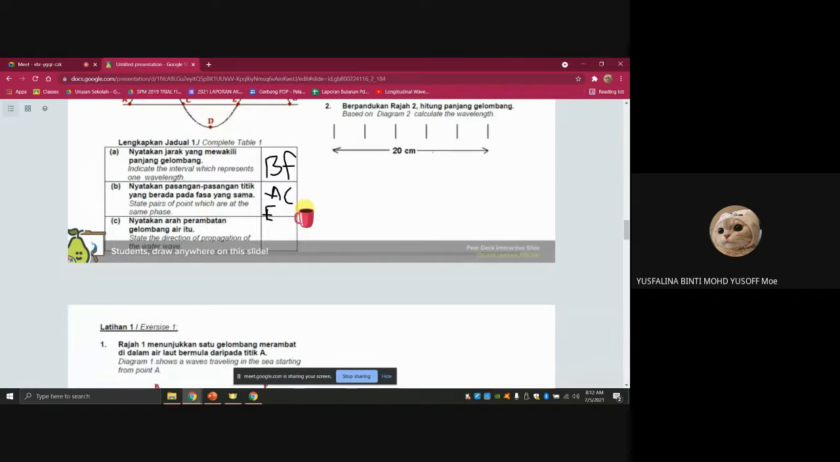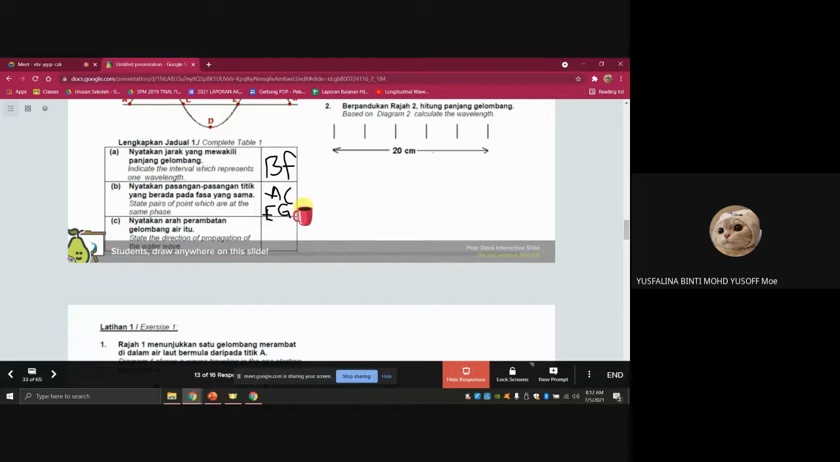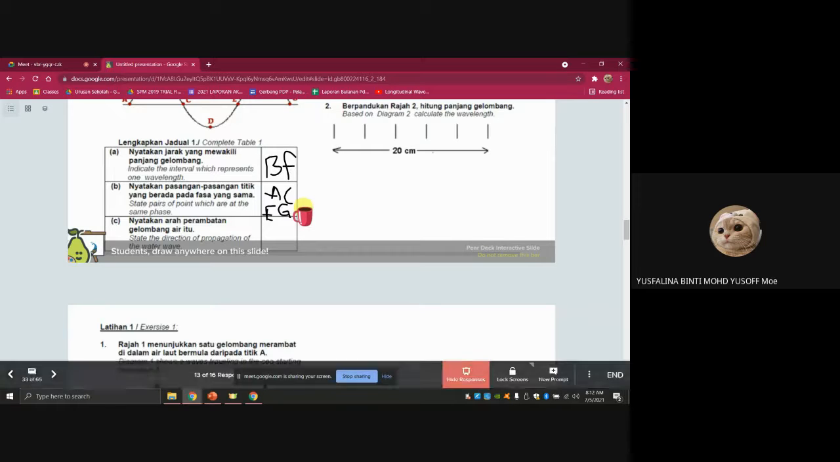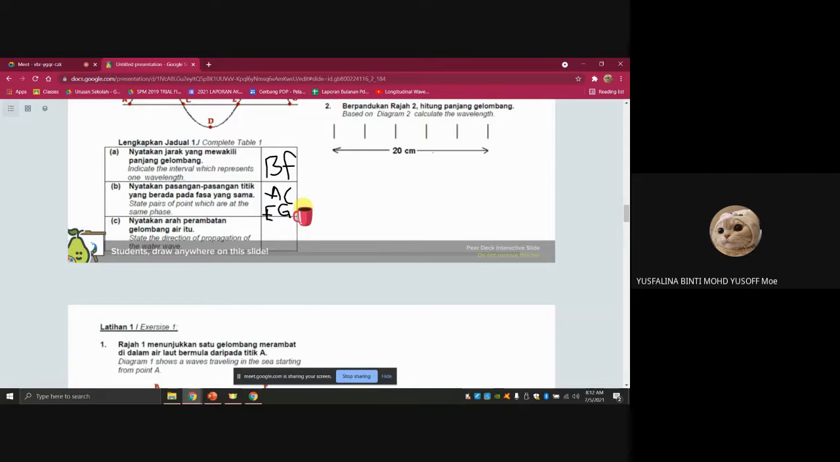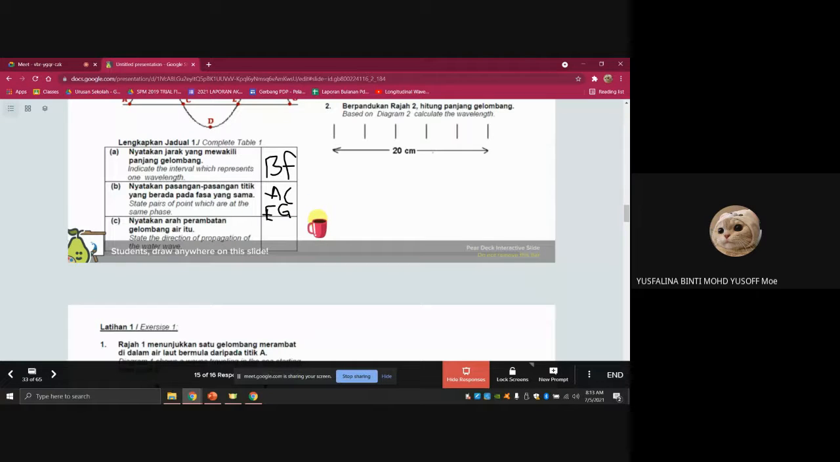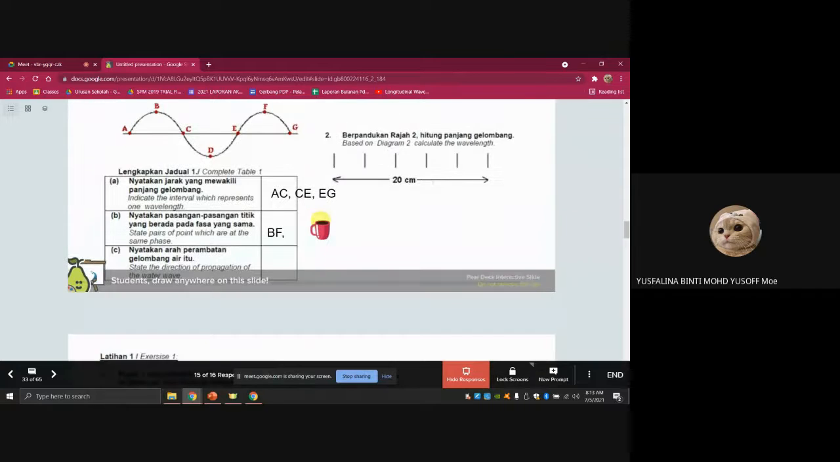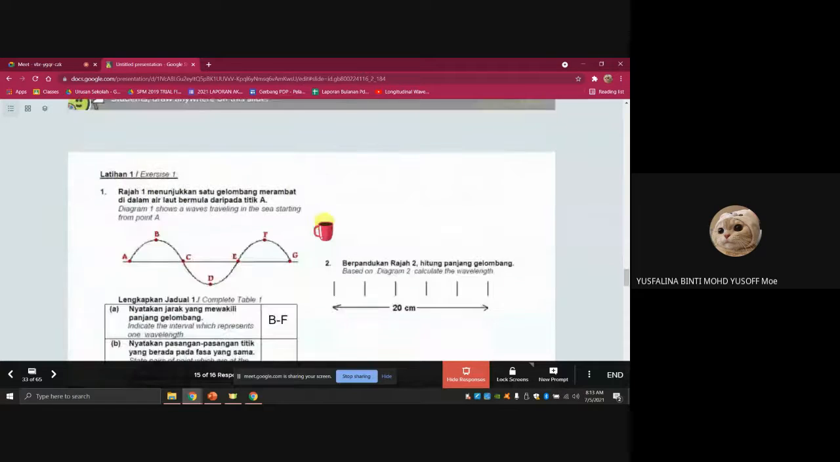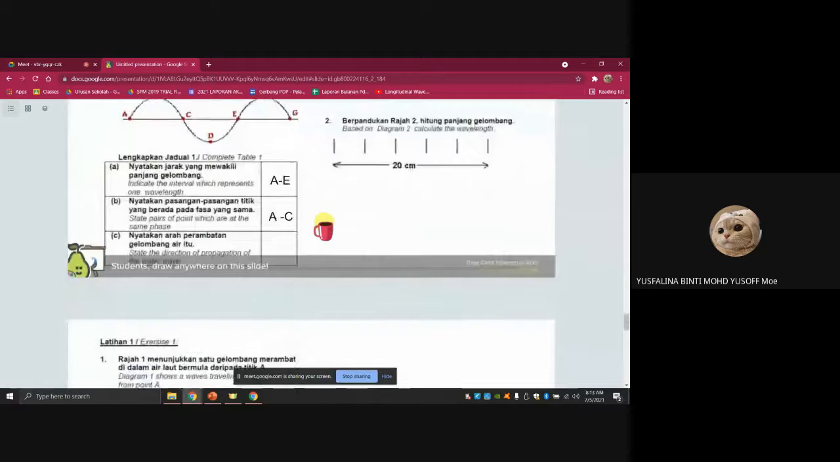You can see the letter T there, right? You can click the T there, and then click where you want to type, so you don't need to use your mouse to type. You see the symbol T there? Click that one and then click where you want to type. Okay? Alright. A, C, C, E, G, B, F, B, F. Okay? B to F, A to E.